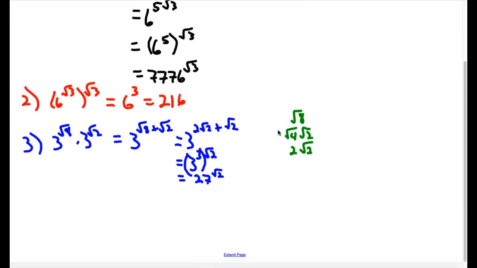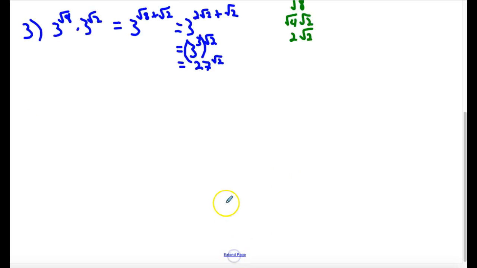Let's do one more example. How about something like this? 5 to the radical 3 power times 25 to the radical 3 power.